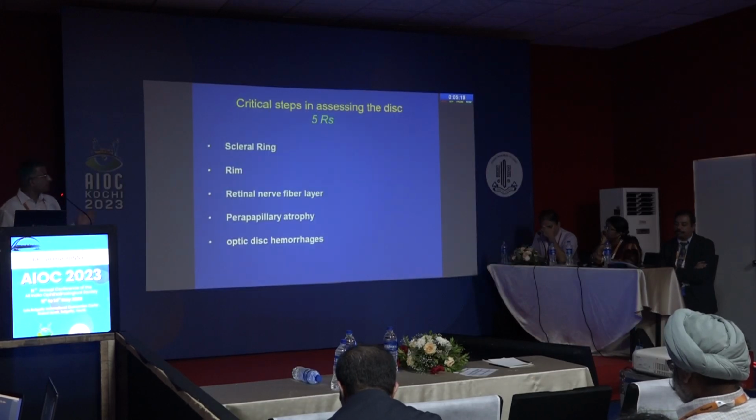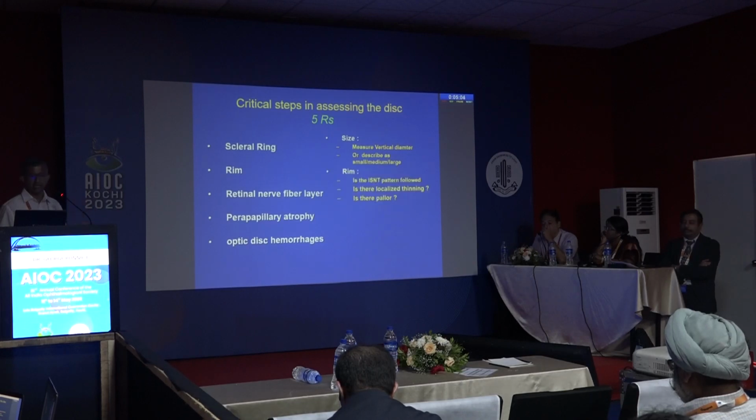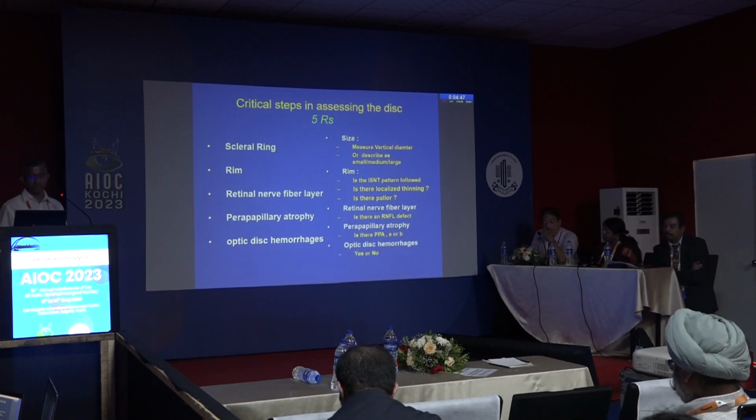So when you're looking at the 5 R's: scleral rim, RNFL, peripapillary atrophy, disc hemorrhage, and the size, remember to measure the vertical diameter or describe it as small, medium, or large. Once you have done a few measurements, you will get used to doing it as small, medium, or large. The rim: is the ISNT pattern followed? Is there localized thinning? Is there pallor? These are the 3 questions that you need to answer. RNFL, very simple, is there a defect or not? Peripapillary atrophy, is there zone alpha or zone beta? And finally, optic disc hemorrhage is again just a yes/no question. So if you cover these points, you can be fairly sure of having assessed your disc reasonably well.